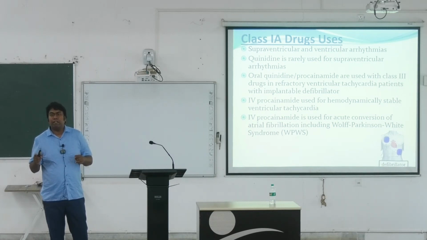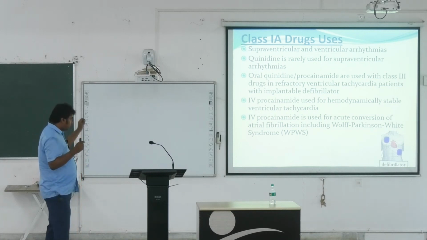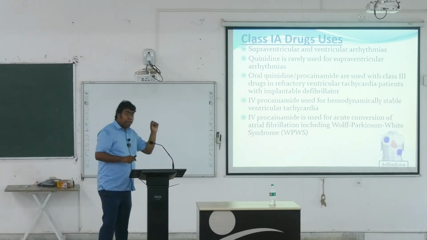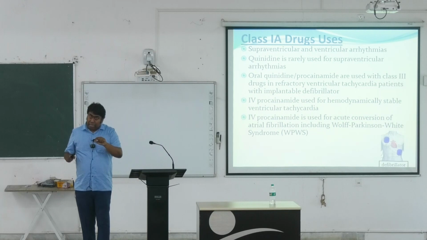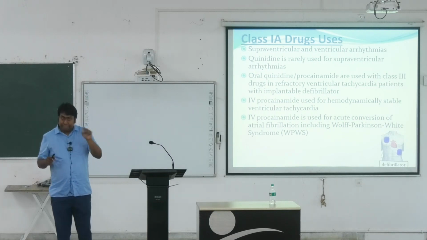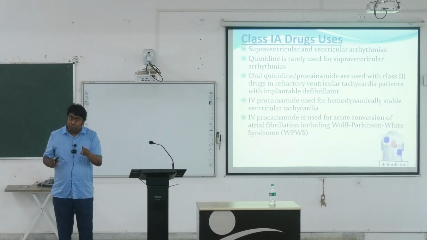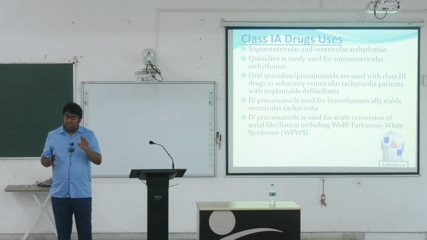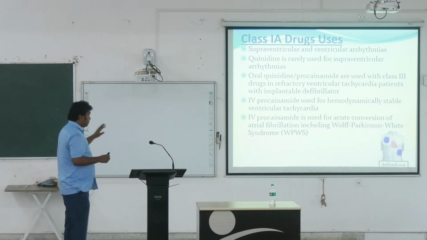Nicorandil, where is it used? Angina. Very good. You have to remember it is a potassium channel opener. Antiarrhythmic class 3 are potassium channel blockers. Names are amiodarone and sotalol. These are the class 3.